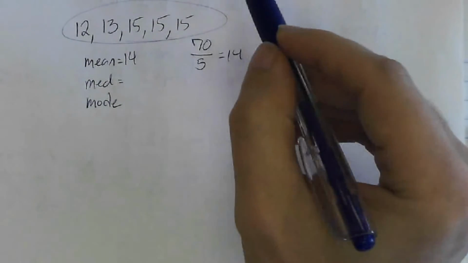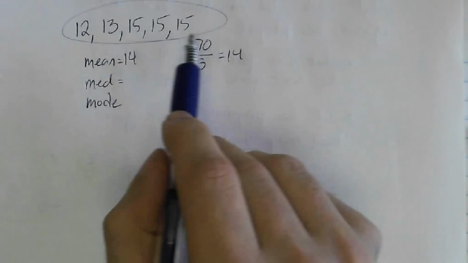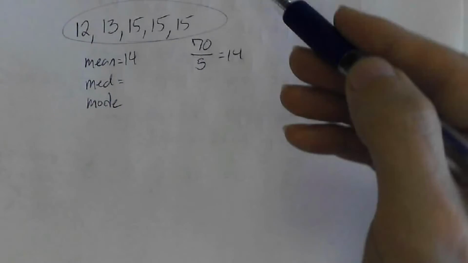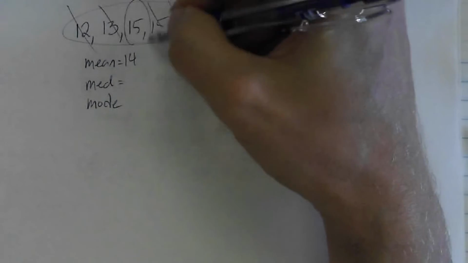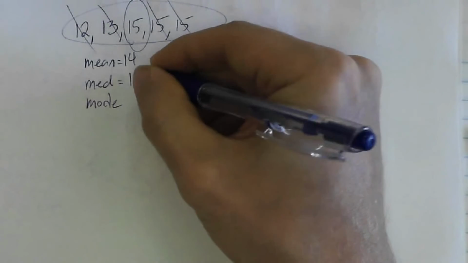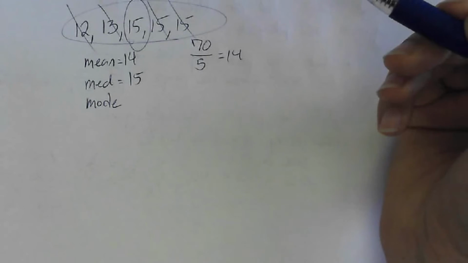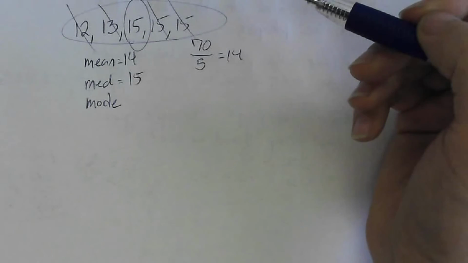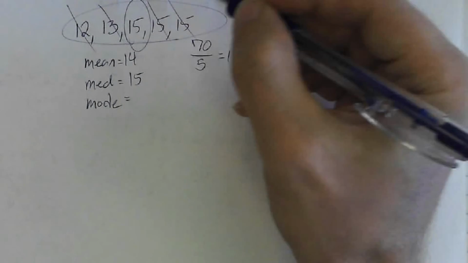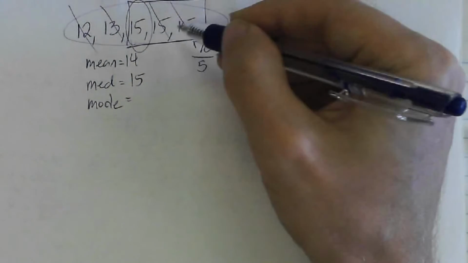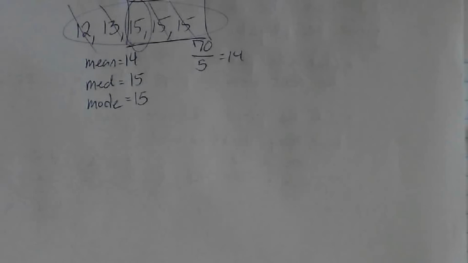Median. Median is the number in the middle when you put them all in order from greatest to least. I already did that for you to save time, so we're going to cross off from each end till we get to the middle, and the number in the middle is 15. Now if you had 2 numbers in the middle, you would take the average of those 2 numbers, which means add them up, divide by 2. Mode is the number that happens most often, and I have 3 15s, so the mode is also 15.